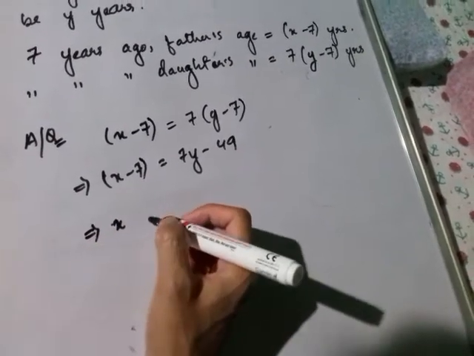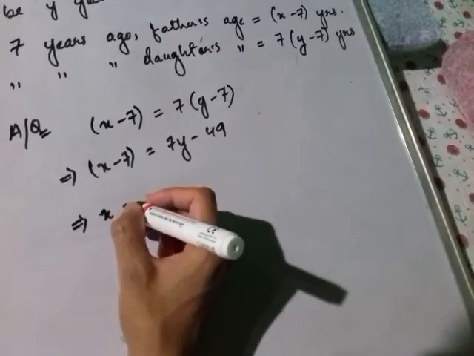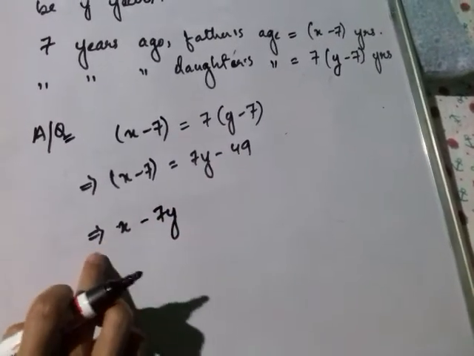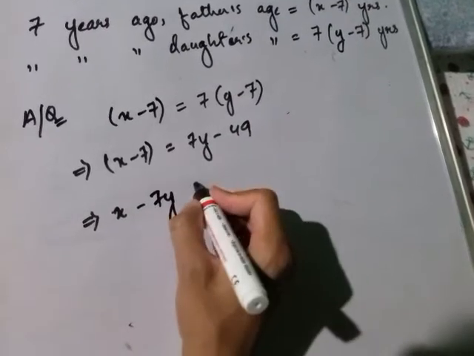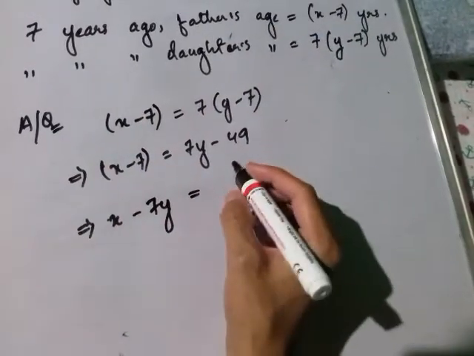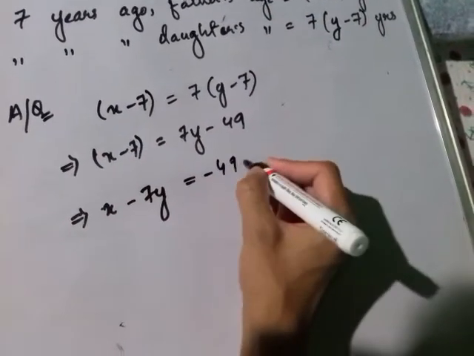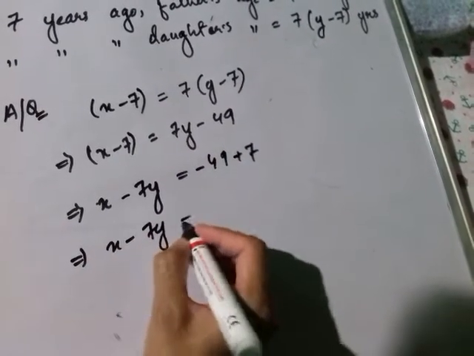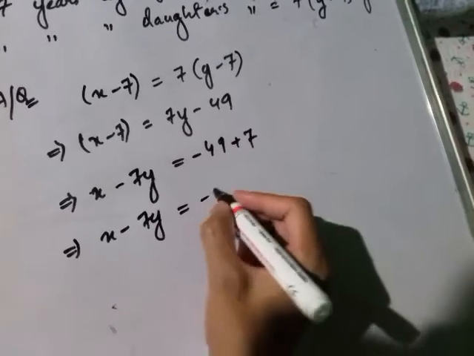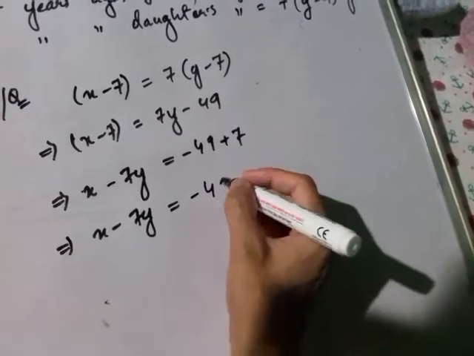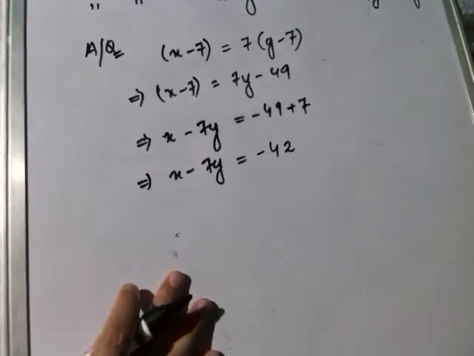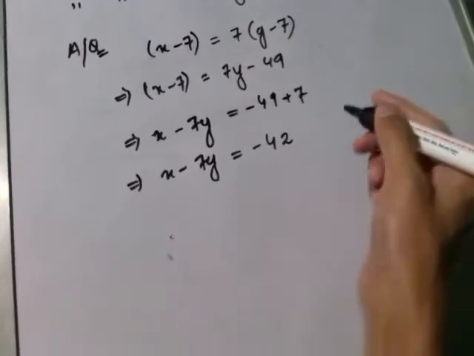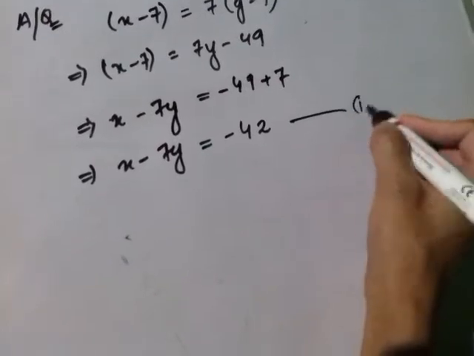X minus 7y, because you put the variable terms together and the numbers together. That means minus 49 plus 7. So X minus 7y equals how much? It will be minus 42. So X minus 7y equals minus 42. This will be equation 1.